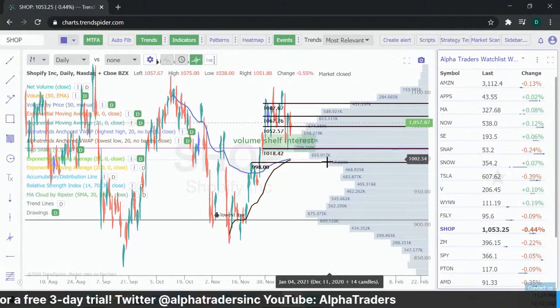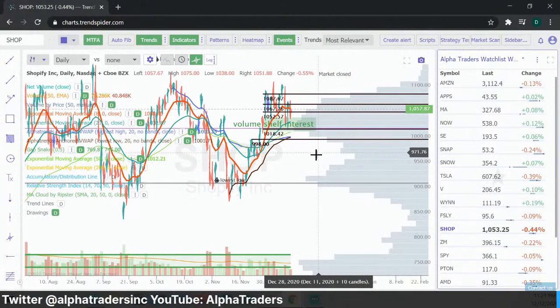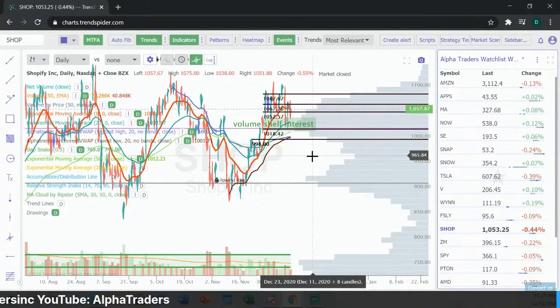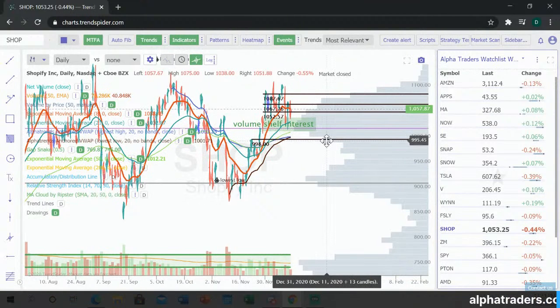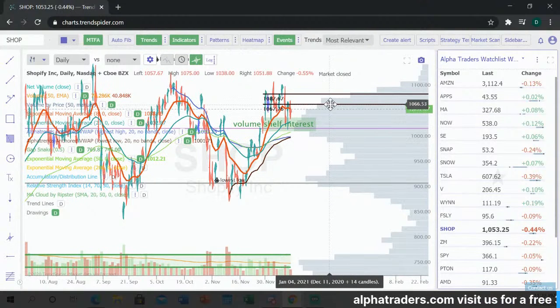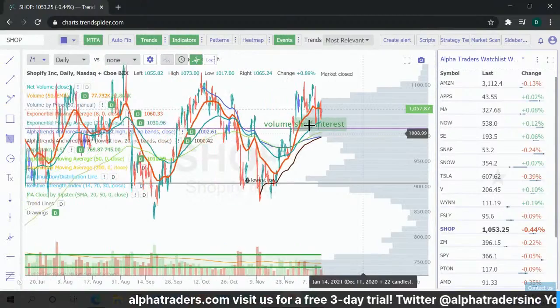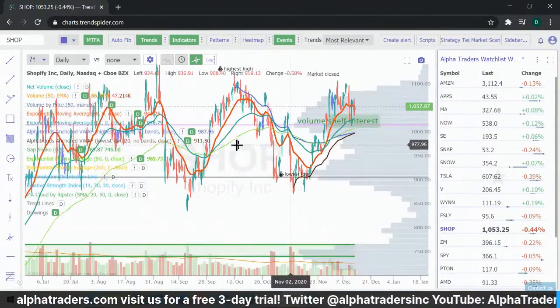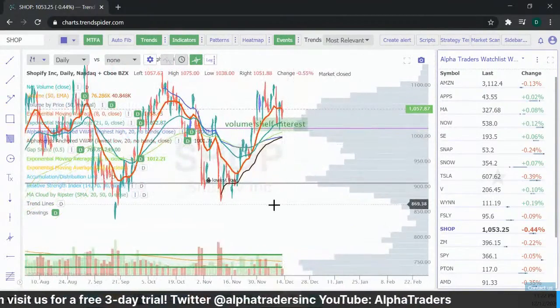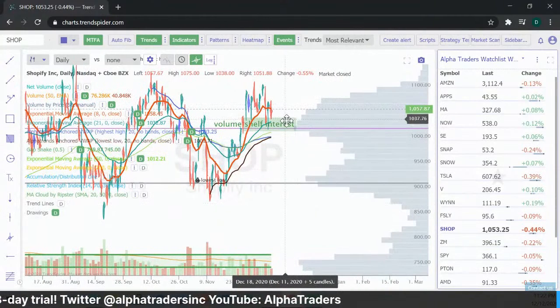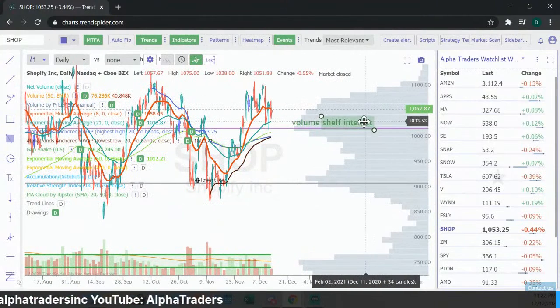Shop is one of those where you make a lot of money and then you lose a lot of money and you go, why did I play it the next time after that? Let me take my levels out here for you guys so you can see it a little more clearly. I put a volume shelf on there last week. That volume shelf is still holding.